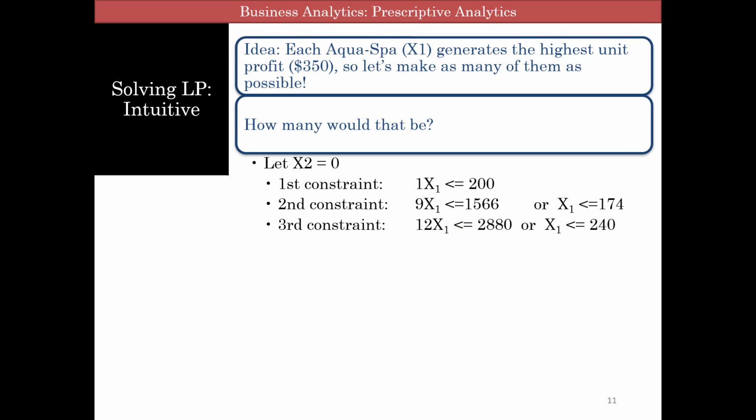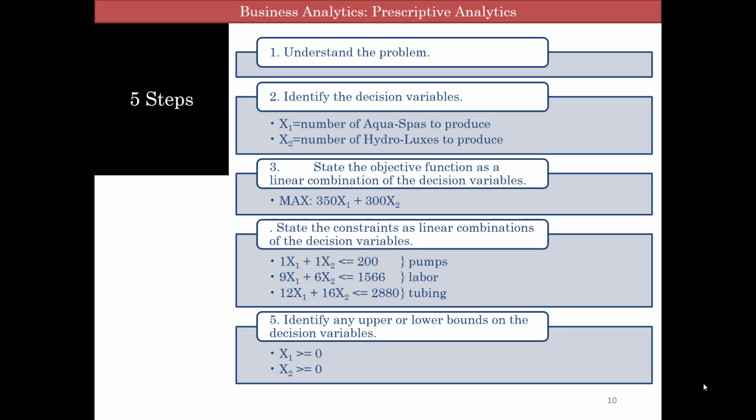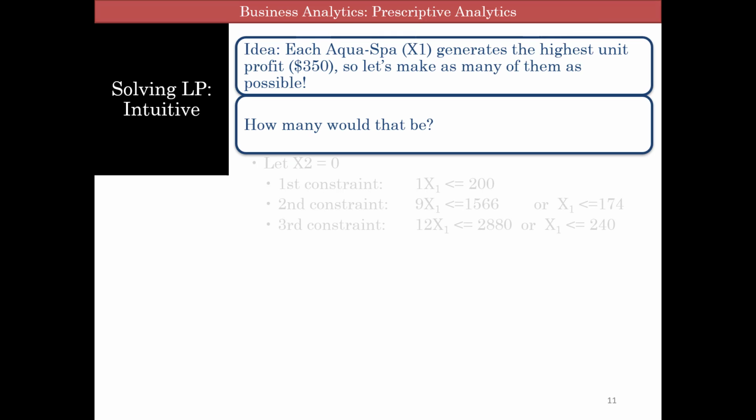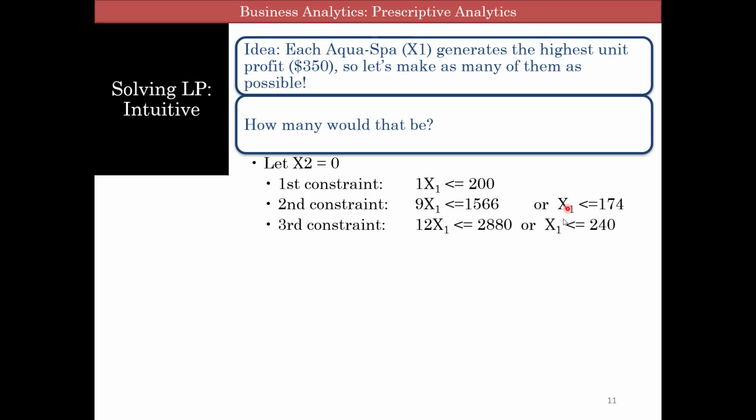For those of you who are trying to figure out what I'm doing, I'm taking these values from this equation, and I'm just taking away x2. I'm putting x2 as 0 because we're only going to produce x1. So all these values become 0, and therefore I'm able to find different values for x1. So here x1 is less than 200, x1 is less than 174, x1 is less than 240.